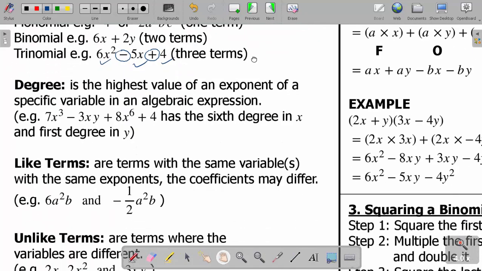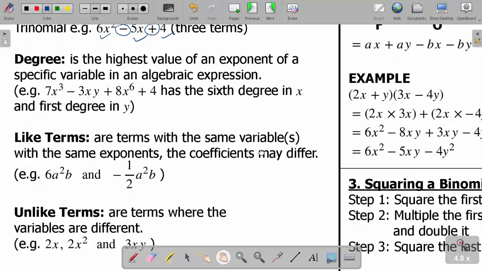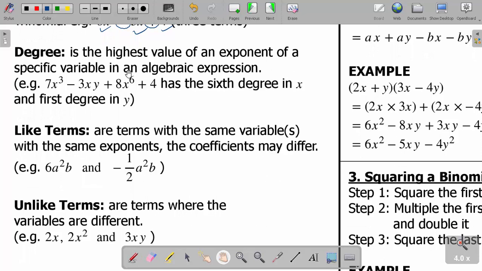What about a degree? What's a degree? Now the degree is the highest value of an exponent of a specific variable in an algebraic expression. I repeat, a degree is the highest value of an exponent of a specific variable in an algebraic expression. We are going to take examples shortly. The highest value of an exponent of a specific variable in an algebraic expression is called a degree.